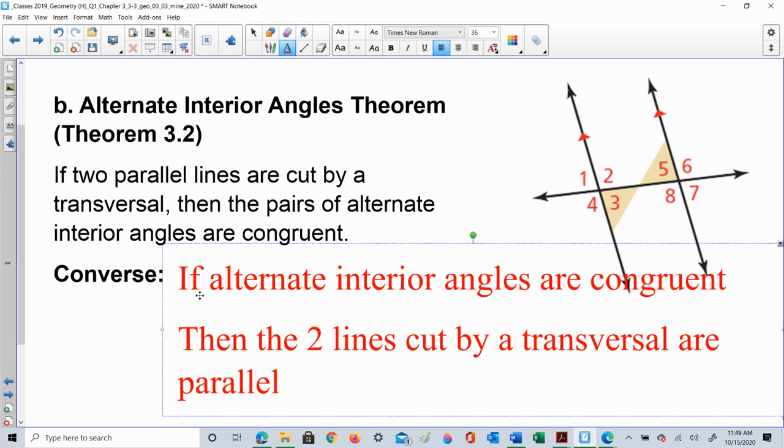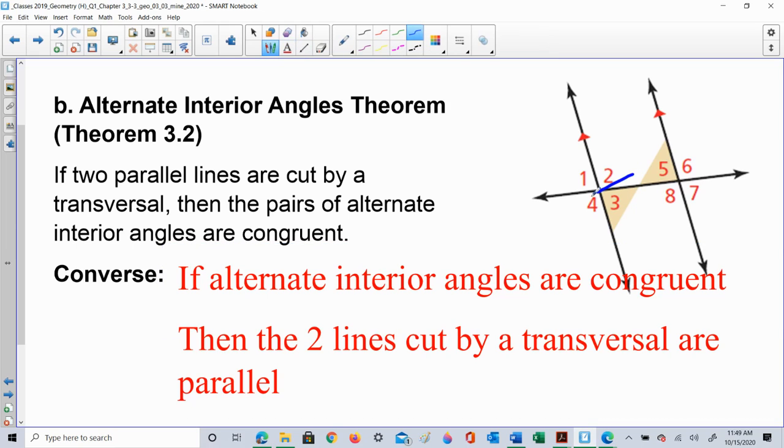Right? So we can form the converse from all of these. All this is saying is if we know alternate interior angles are congruent, then we know the two lines are parallel. If the lines are parallel, then the alternate interior angles are congruent.